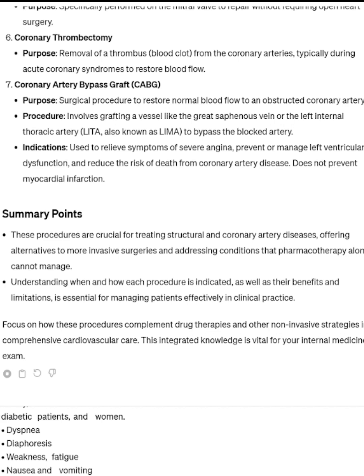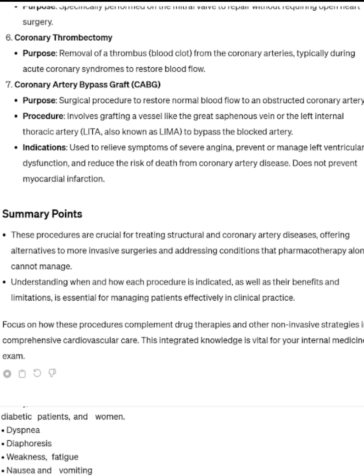6. Coronary thrombectomy. Purpose: removal of a thrombus, blood clot, from the coronary arteries, typically during acute coronary syndromes to restore blood flow. Or 7. Coronary artery bypass graft, CABG. Surgical procedure to restore normal blood flow to an obstructed coronary artery. Procedure: involves grafting a vessel like the great saphenous vein or the left internal thoracic artery, LITA, also known as LIMA, to bypass the blocked artery.